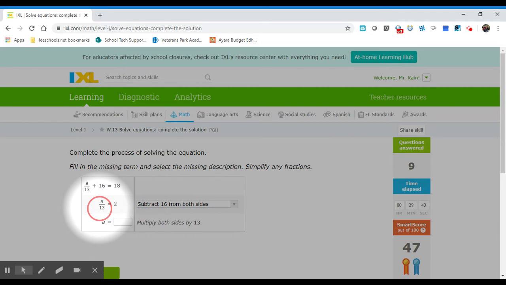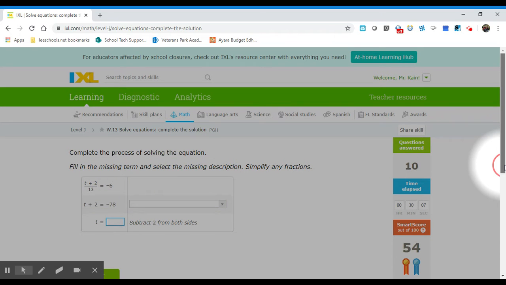Now, if you look up here and you look down here, what's gone? The 13 is gone because they multiplied both sides by 13. Because remember, to get rid of the denominator, since it's a divided by 13, you do the opposite of divide, which is multiply. So 2 times 13 would be 26.